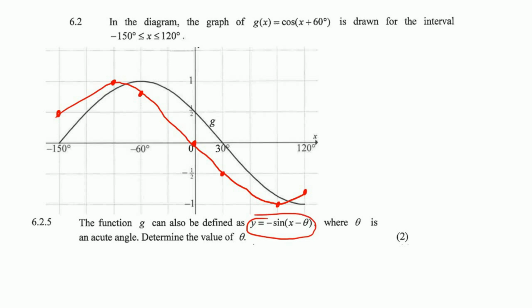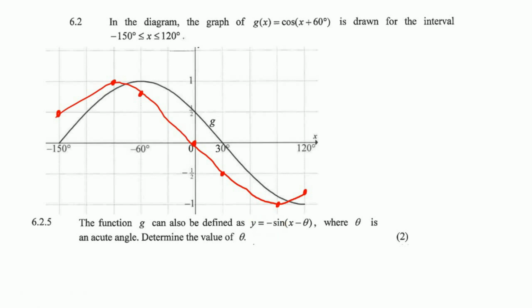The function g can also be defined as y equals negative sin x minus theta, where theta is an acute angle. Determine the value of theta. Okay, so this is a weird question. I wouldn't stress so much about it, but let's just see. What they're pretty much saying is that the function g, which is this original black graph that we have over here, can also be written as a negative sin graph.